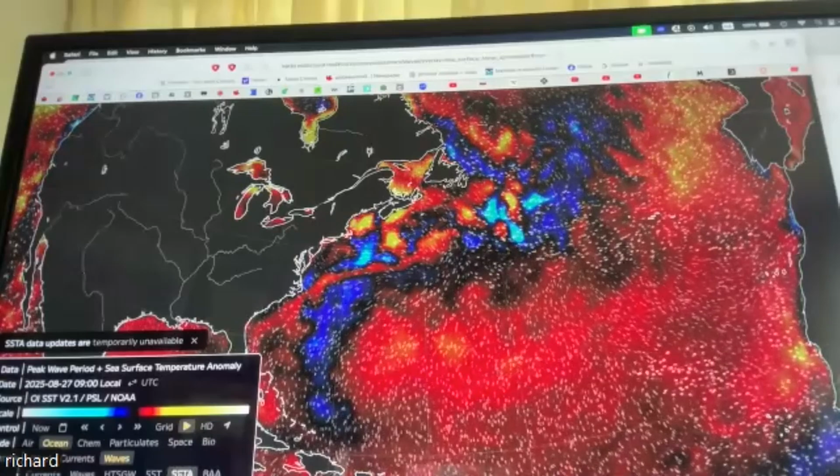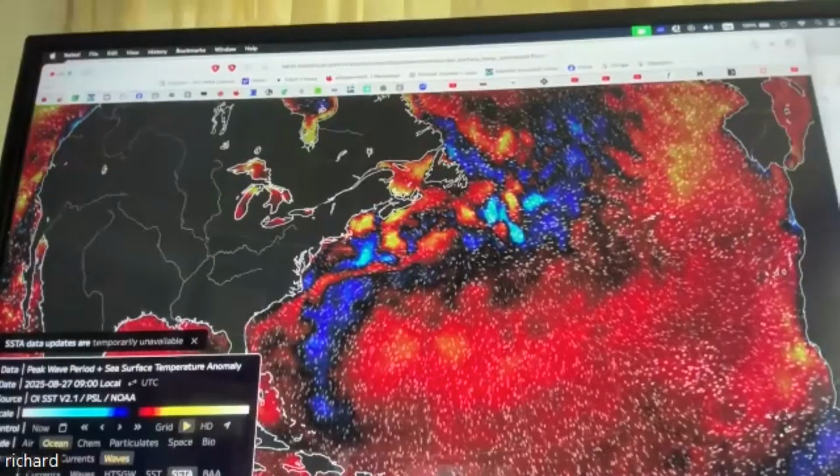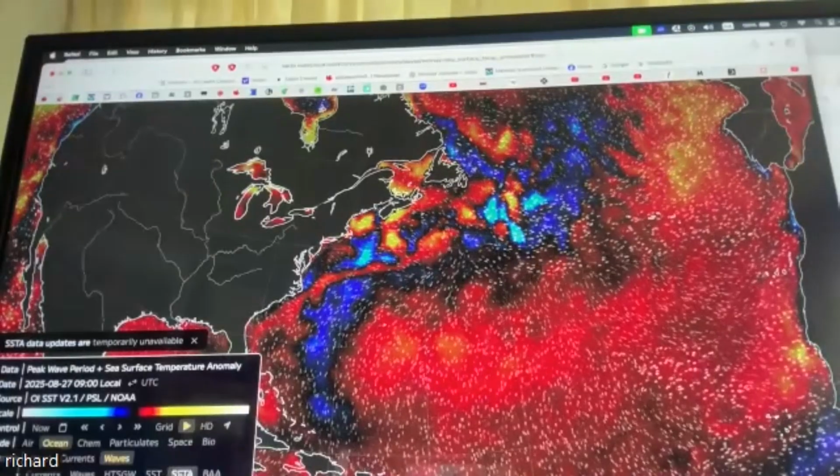What color is normal on this? Is black normal? Black would be normal. Okay, and so this blue is colder than normal. Yeah. So this is the temperature anomaly. It tells you how much out of normal it is.